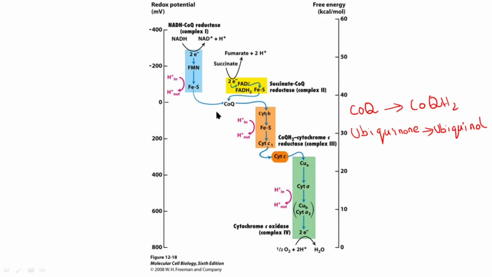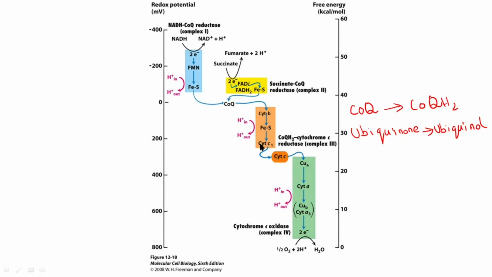Now let's see about coenzyme Q. Coenzyme Q is also known as ubiquinone. This is responsible for removal of electrons from complex 1 or complex 2. Once it accepts those electrons from these complexes, it undergoes reduction. In such case, you call it reduced coenzyme Q or coenzyme Q H2, or you also call it ubiquinol. This ubiquinol will give those electrons it has accepted from these complexes to complex 3.